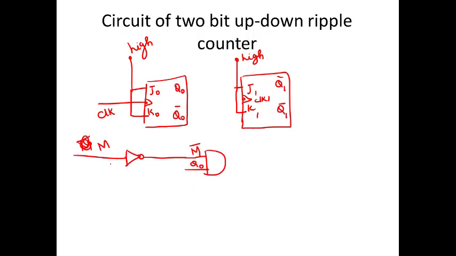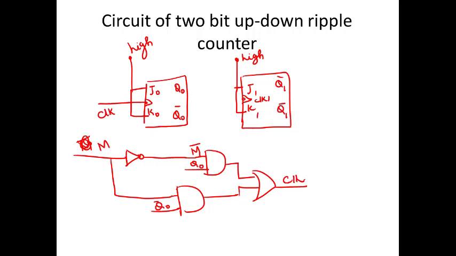Q0. And this will be Q0 bar. And then I'll have an OR gate. This will be my clock 1. So clock 1 will be tied here. So this Q0 is from here. In Q0 bar, I will be taking it here. I can draw like this.